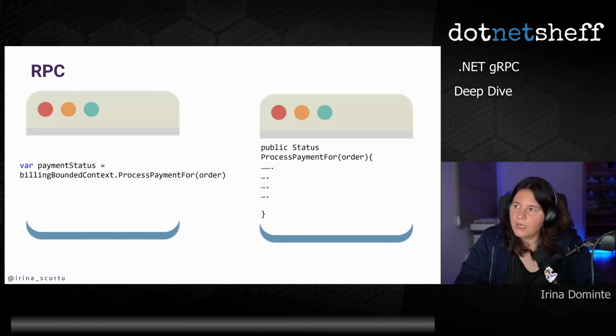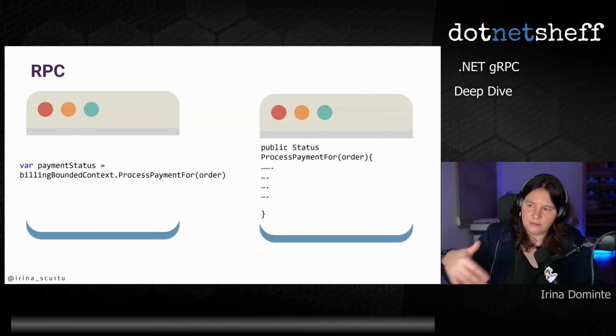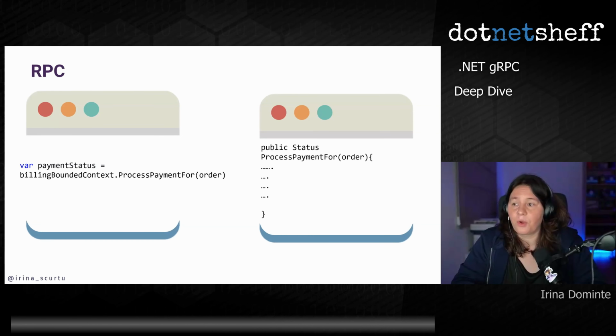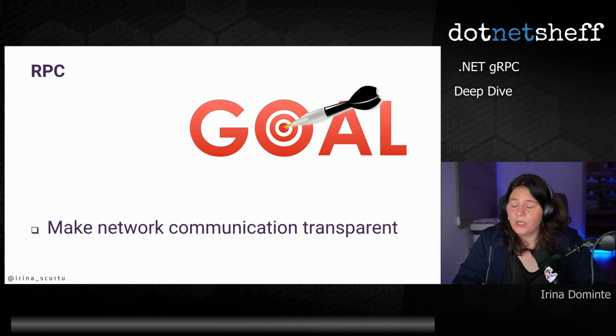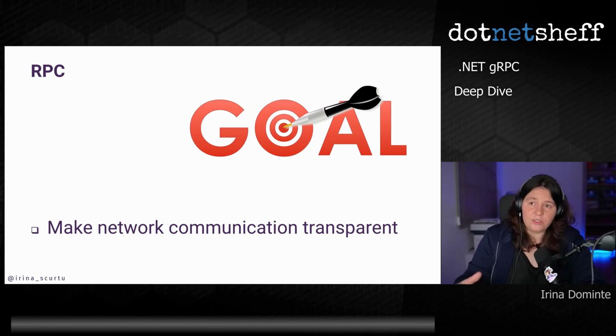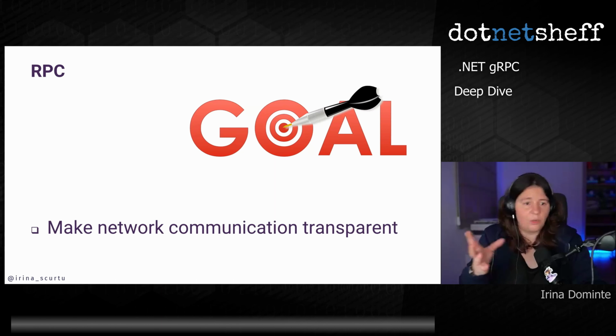If we look here, we have the payment status that comes as a response from process payment for that order. Basically, there is a hop over the network. But as developers, we might not be aware because RPC as a concept will make the code look local. We call methods. We do not call endpoints. We call methods by using method calls. So it's prone to errors due to that fact. But the goal of the RPC concept is to make the network communication transparent and make your system behave as if it's only one.